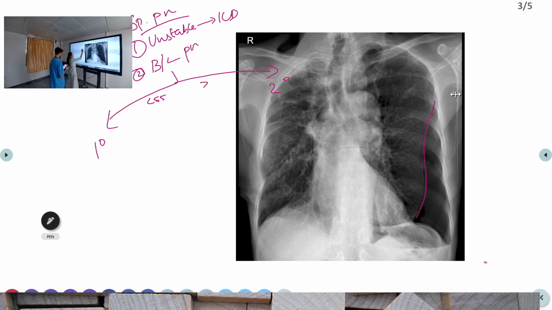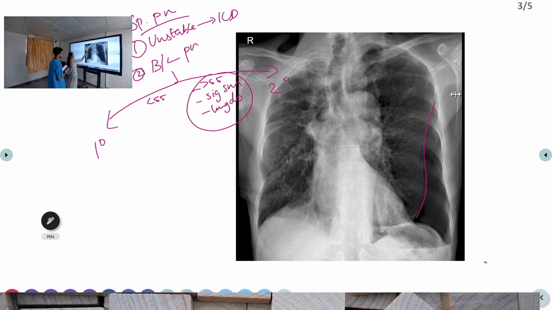This is more than 55 years. Primary means no significant smoking. Here there will be significant smoking. And underlying lung disease is secondary. The third one is underlying lung disease. If any of these three things are there, then this patient will go into secondary.